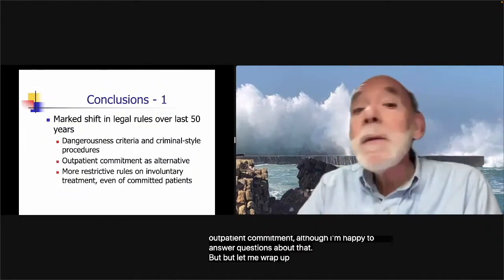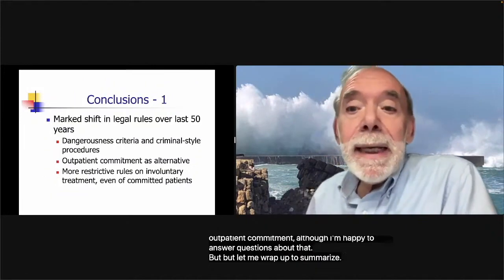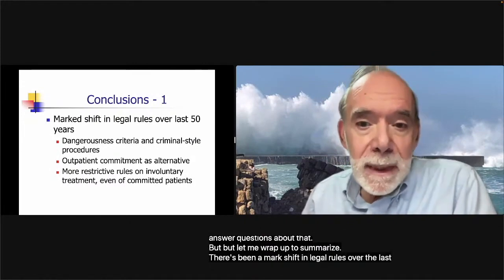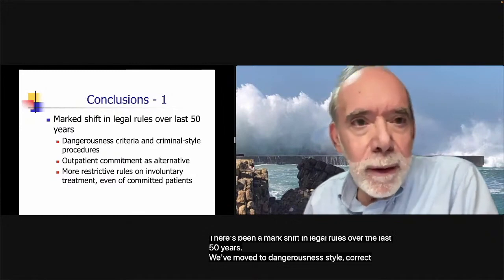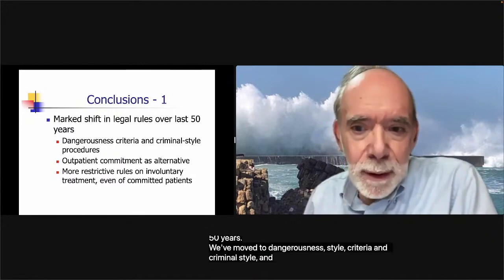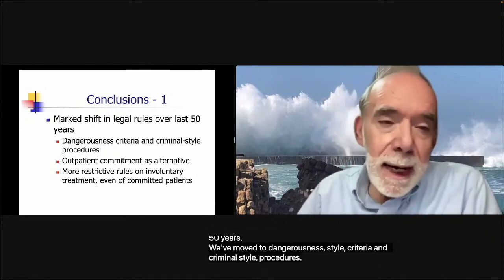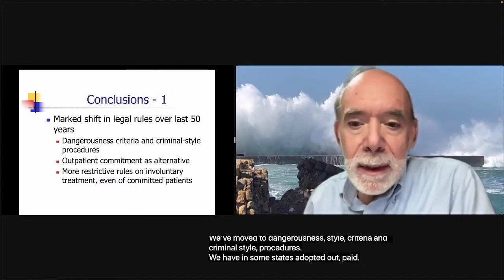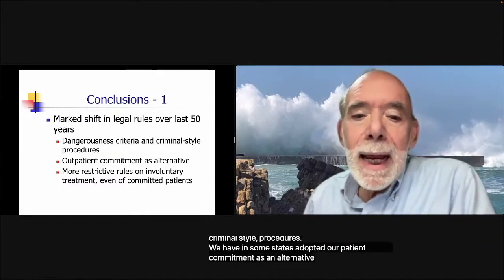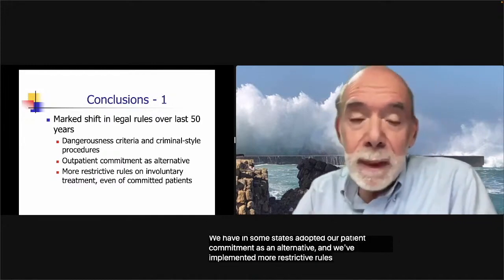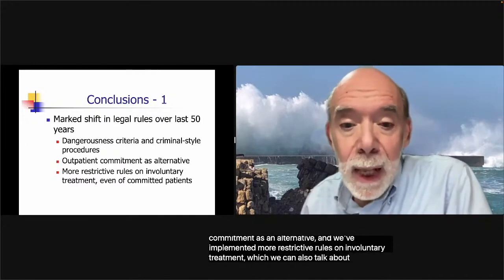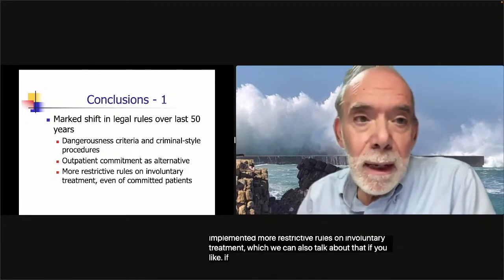To summarize, there's been a marked shift in legal rules over the last 50 years. We've moved to dangerousness style criteria and criminal style procedures. We have in some states adopted outpatient commitment as an alternative. And we've implemented more restrictive rules on involuntary treatment, which we can also talk about if you like, even of committed patients.